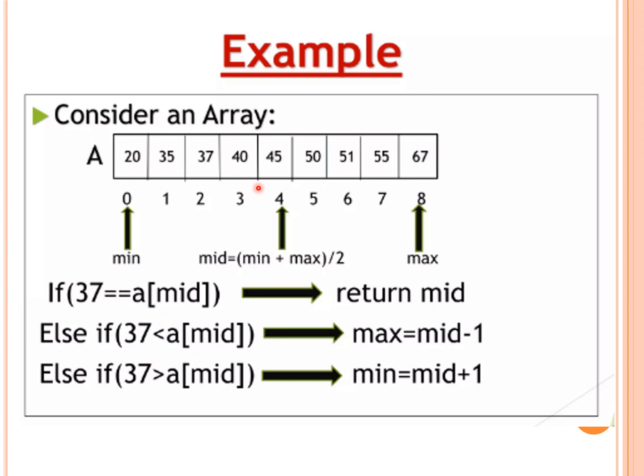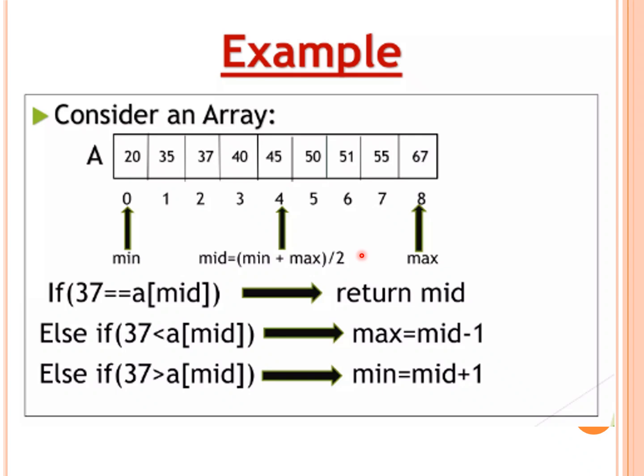It is a half-interval search. From the very first step itself, I am not going to check each and every position like a sequential search. Here I am going only towards the left and neglecting the right. If it is true, I assign the maximum value as mid minus 1, because mid has already been checked.